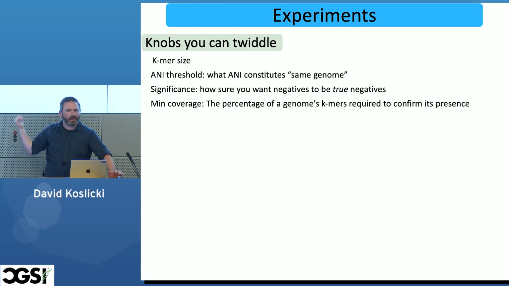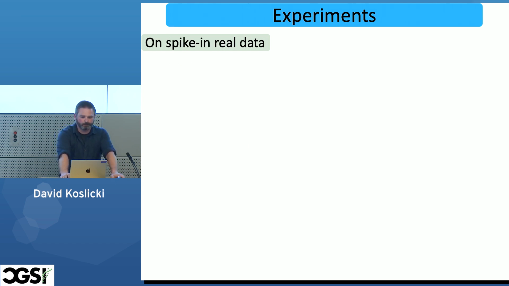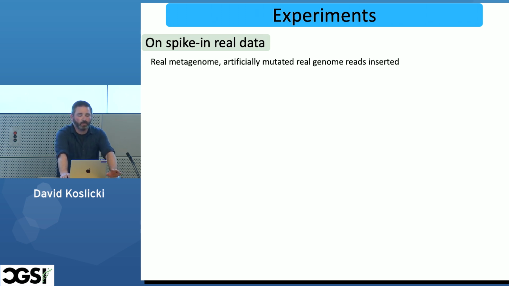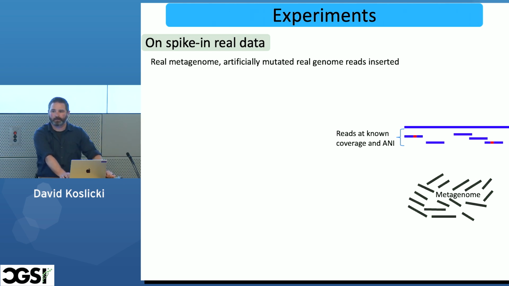When I gave you the formulas for how the hypothesis test worked, I didn't talk about coverage, but basically it's just divide by coverage and you're good. We find that this min coverage and ANI threshold are the two most important knobs to twiddle, so I'll talk about those first for my experiments. So first set of experiments, let's do some real spike-in data. We take a real metagenome, not mock, so I have no idea what's in it. And then I take a real genome, and I'm going to artificially mutate it and stick it in my sample.